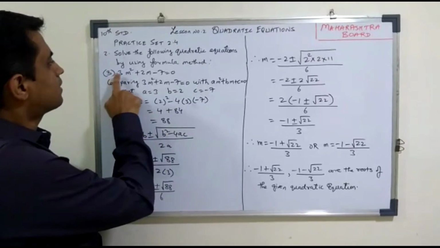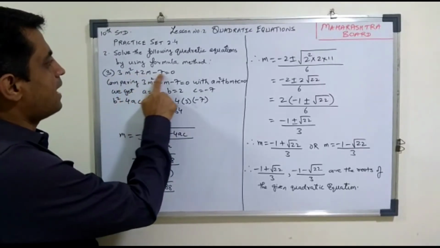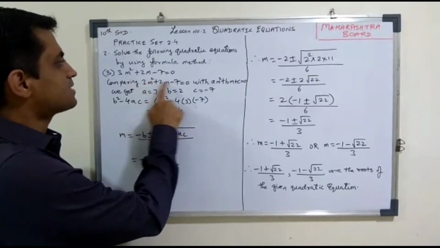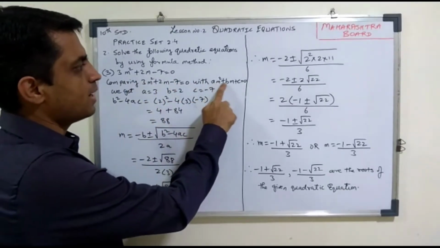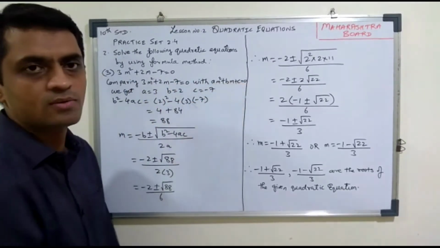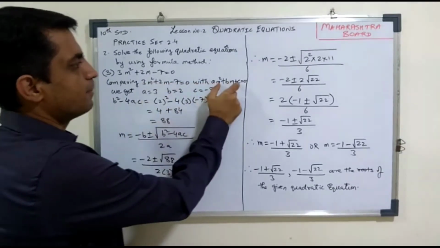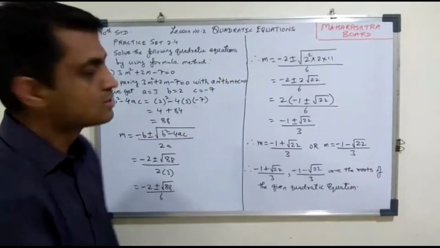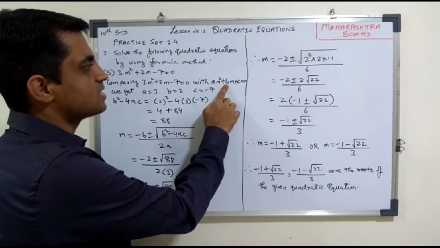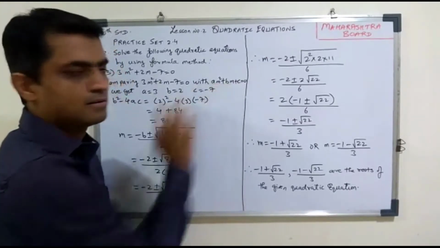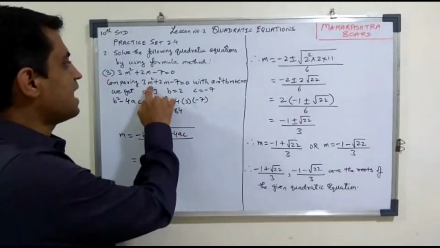Third sum, 3m square plus 2m minus 7 is equal to 0. Same method: we will compare this equation with am square plus bm plus c is equal to 0. Since the equation is in m form, we will compare with this in m form. So that's why we are writing am square plus bm plus c is equal to 0. Don't write x here, because it is in m form.